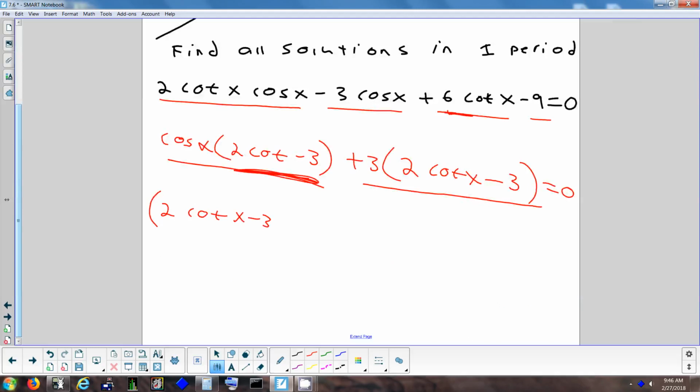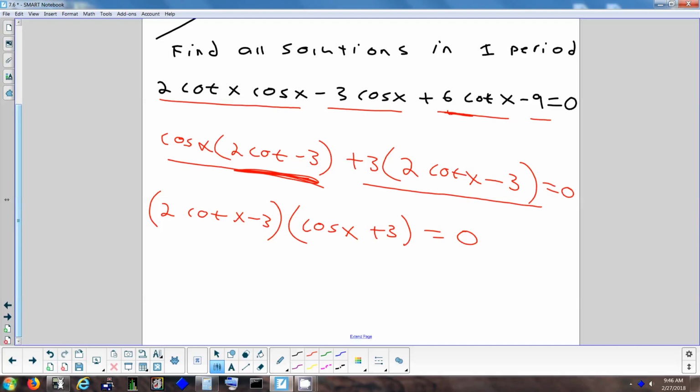Yeah, let's do it like this. So that's going to be on the outside. If I take that away from the first term, I'm left with a cosine. If I take that away from the second term, all I'm left with is a plus 3, equals 0. Now, Tessa, what am I going to do with each of those factors? Yeah, we're going to set them equal to 0.